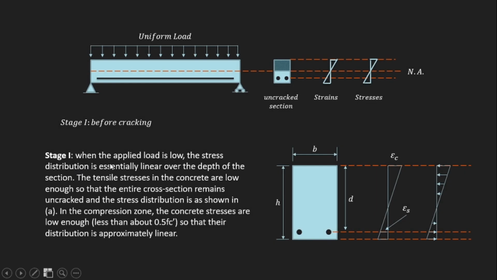So, for the stage 1, when the applied load is low or kukunti pa lang, the stress distribution is essentially linear over the depth of the section. Kasi nga, ganyan pa yung drawing niya for the strain and stress. So, linear pa yan. The tensile stresses in the concrete are low enough so that the entire cross-section remains uncracked and the stress distribution is as shown in the figure. So, in the compression zone, the concrete stresses are low enough. So, yung value niya is 0.5 f'c approximately. And their distribution is approximately linear pa.